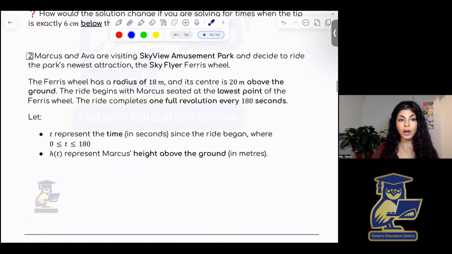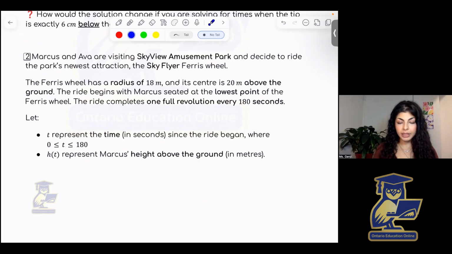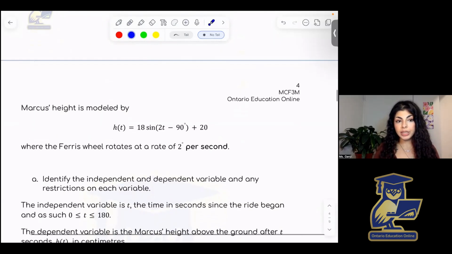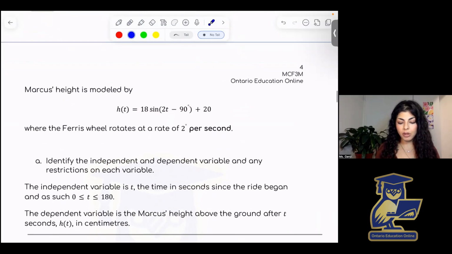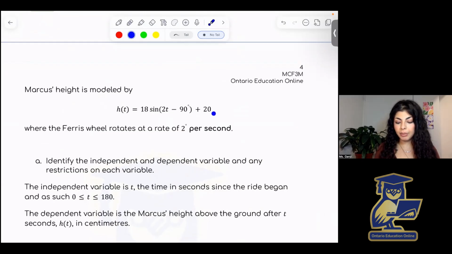So again, we have our independent and dependent variable defined here for us. So let t represent the time in seconds since the ride began. And again, we're only looking at one full revolution, which is why t is restricted to be between 0 and 180 seconds. And h of t represents Marcus's height above the ground in meters. Now, again, here we have the equation given to us where Marcus's height is modeled by 18 times sine of 2t minus 90 degrees plus 20.